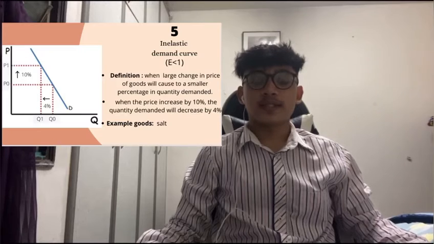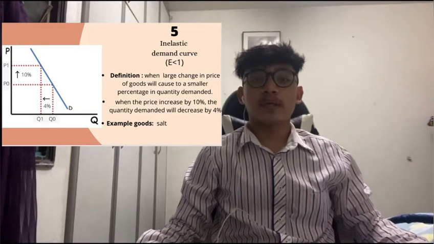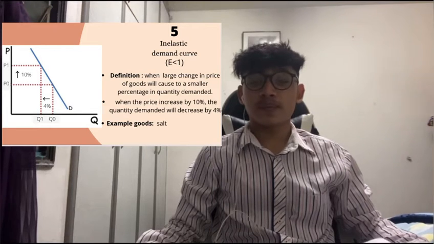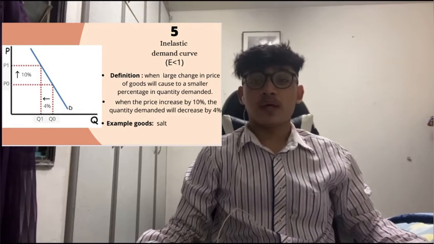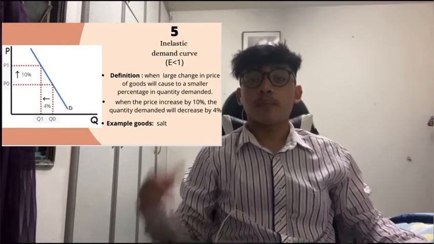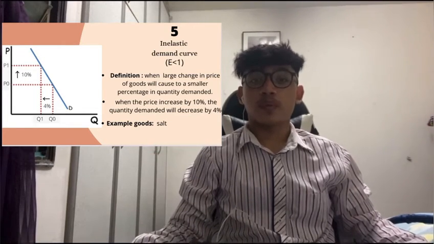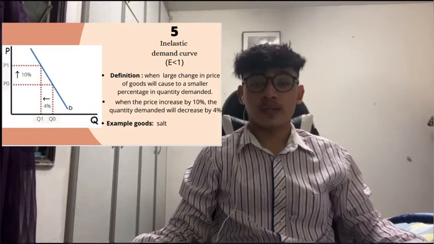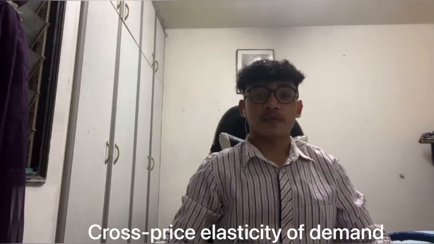Lastly, the inelastic demand curve. An inelastic demand curve means a change in the price of goods will cause a smaller percentage change in quantity demanded. An example good of inelastic demand is salt. Based on this figure, when the price of salt increases by 10% from P0 to P1, the quantity demanded will decrease by 4% from Q0 to Q1. The second type of elasticity is cross-price elasticity of demand.